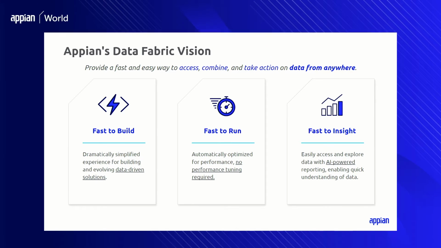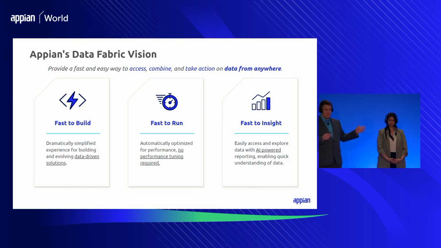So those two things allow us to deliver on our vision for Data Fabric. We want the applications that you build with Data Fabric to be fast to build and performant without complex database optimizations like indices and things along those lines. Now, the first two things have always been part of our Data Fabric, but recently we've added the third item, which is fast to insight. I'm going to tell you a little bit more about that later in the presentation, but I think it's important to note that we now consider this central to the mission of Data Fabric.